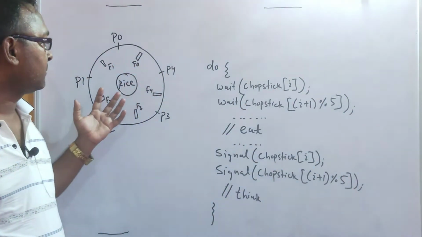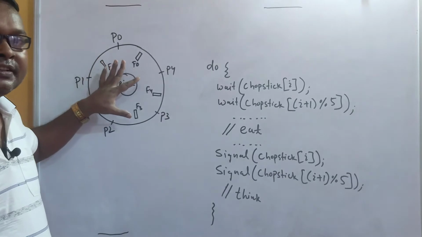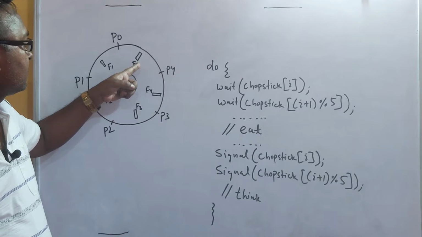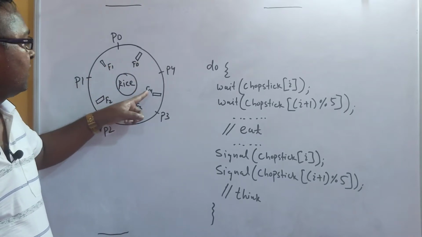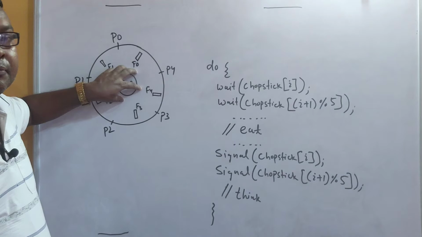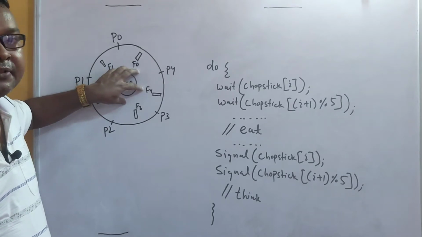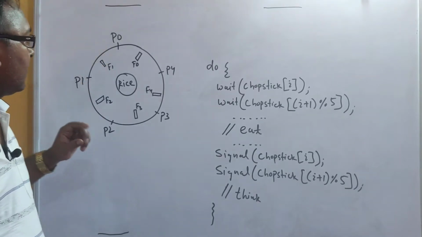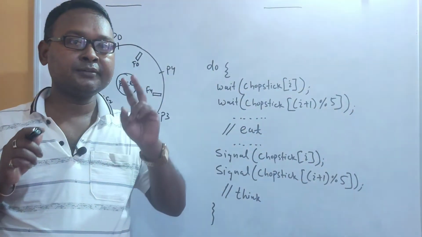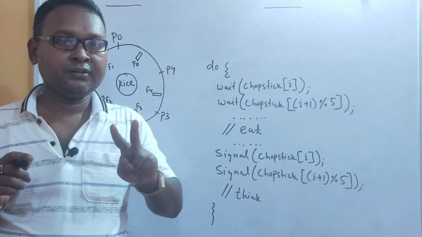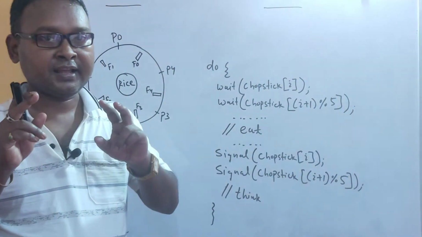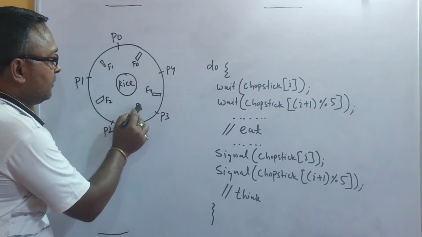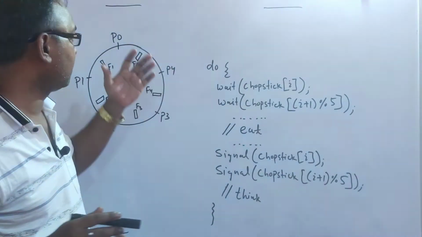Okay, so these philosophers are there, and there is a condition, right? Just try to understand what are the resources: F0, F1, F2, F3 and F4, and there is a bowl of rice which is kept in the center of the table, right? So a particular philosopher can eat that bowl of rice by using 2 chopsticks only. Okay, so these 5 forks are the resources for the philosophers.